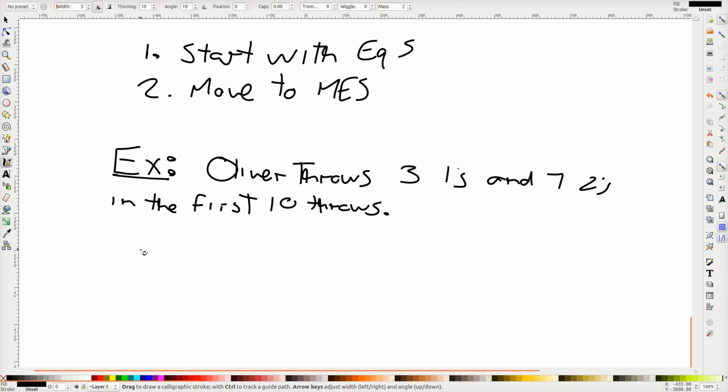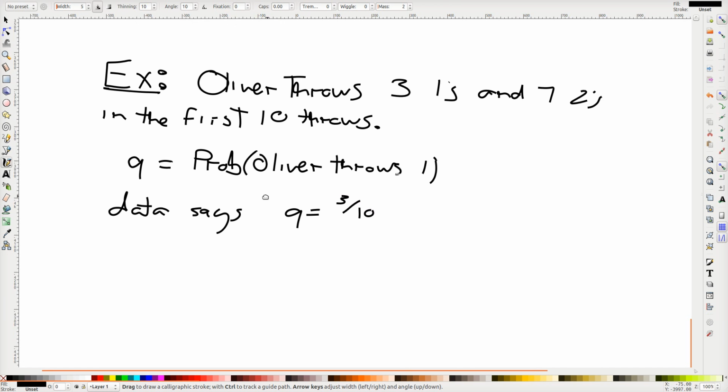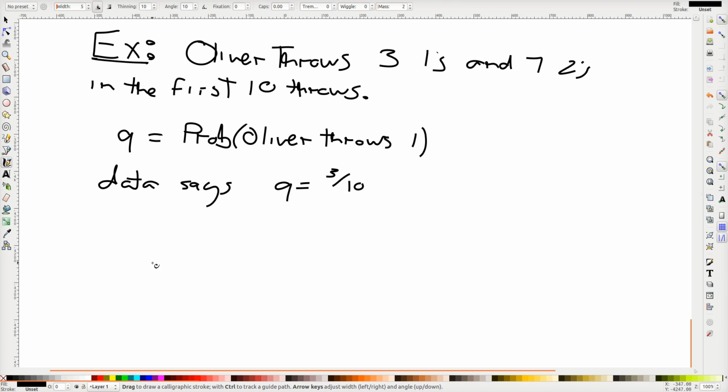So let's say that we're going to set Q to be the probability that Oliver throws 1. So our guess, the data says Q is 3/10. And now we say, what is the EV of we throw 1 versus the EV of we throw 2?